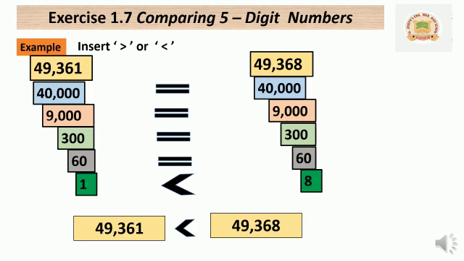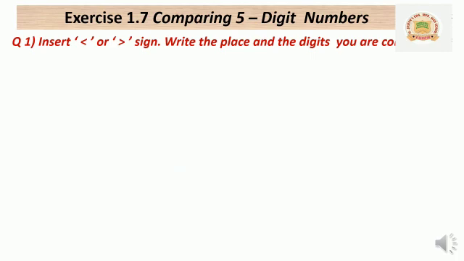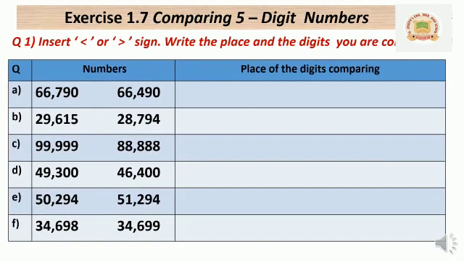I hope you understood this concept, children. Let us do the exercise of this comparison of numbers. This is given in question number 1. Insert smaller than or greater than sign and write the place of the digit you are comparing. Which place we are comparing, we have to write here. So these are the given questions here. First question, 66,790 should be compared with 66,490.